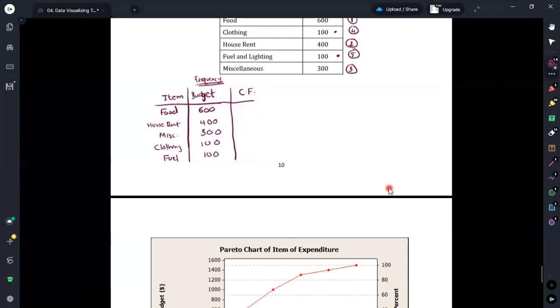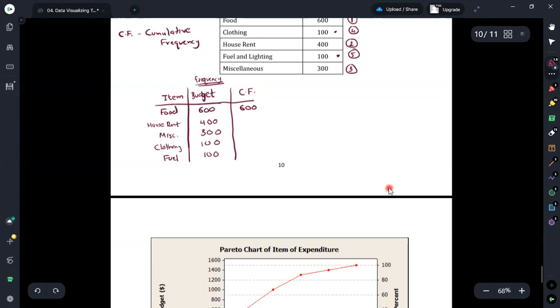The first value comes here, taken as 600. CF is abbreviated for cumulative frequency. Now we can obtain the cumulative frequency. The first value is 600, then 600 plus 400 gives 1000, then 1000 plus 300 is 1300, 1300 plus 100 is 1400. In this way we will get the cumulative frequency column in this form.